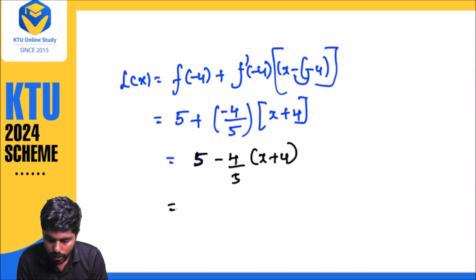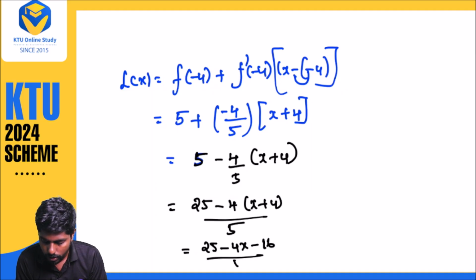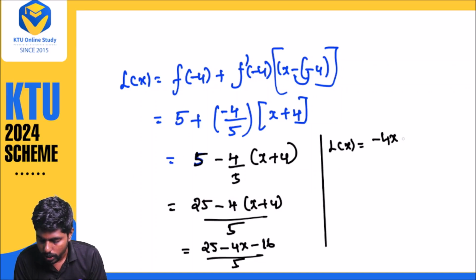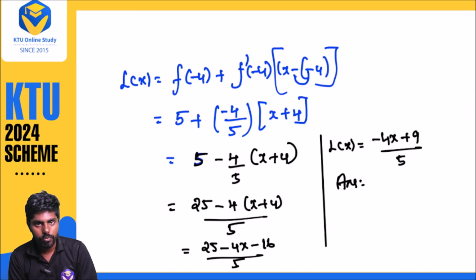When you solve it taking LCM, we will be getting 25 minus 4 into x plus 4, divided by 5. So you will be getting 25 minus 4x minus 16, divided by 5. That is none other than your L of x, which is minus 4x plus 9 divided by 5. This is our L of x answer. Very simple thing only. You want to identify f of a and f dash of a, that is the derivative, replace, solve, and then put it into the formula. You just want to know the derivative formula.